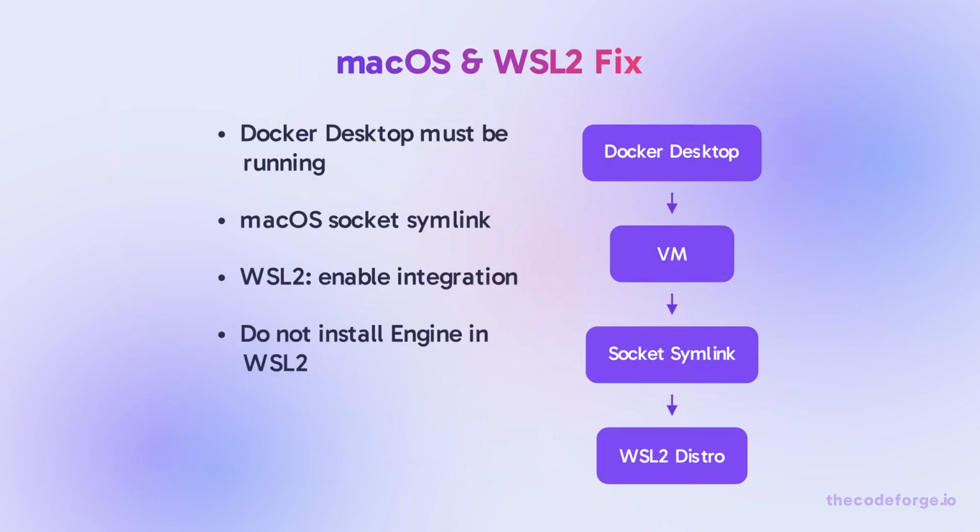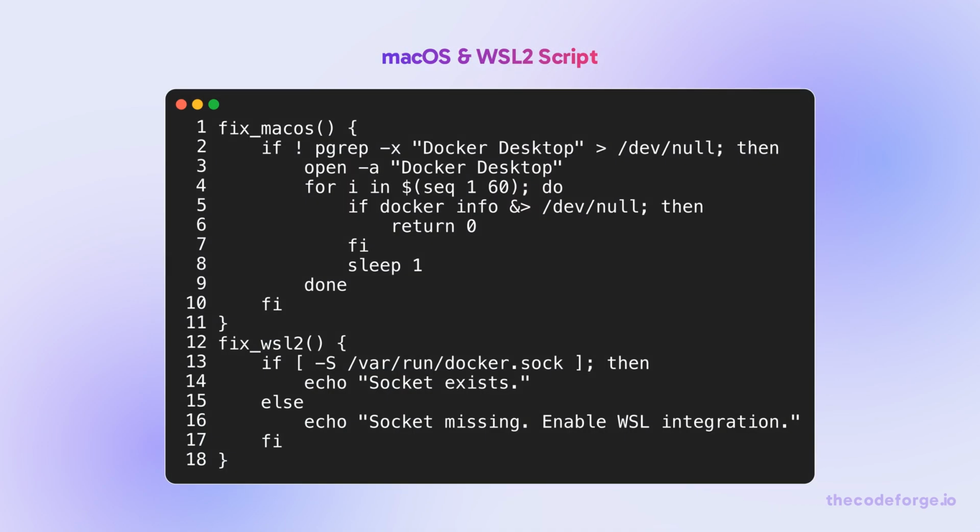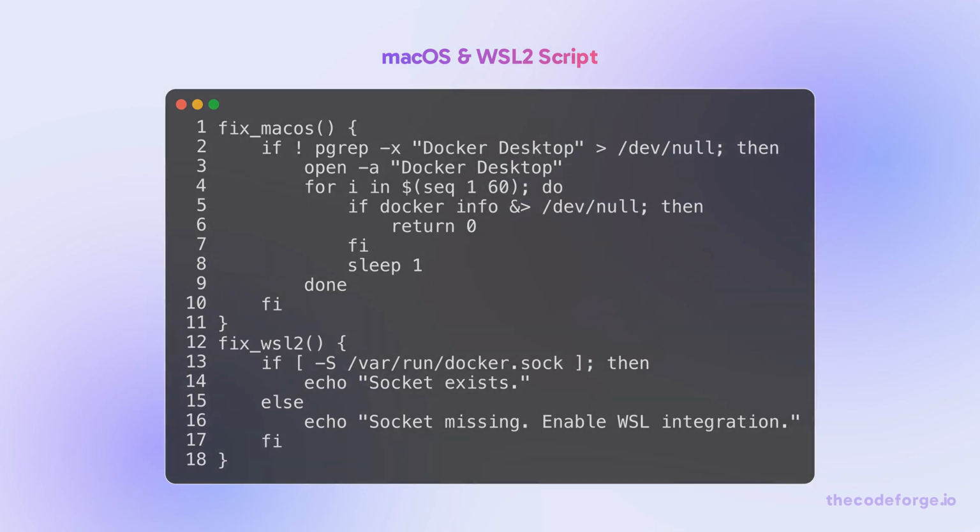On macOS, Docker Desktop must be running. On WSL2, use Docker Desktop's WSL integration. Never install Docker Engine inside WSL2. The socket is provided by Docker Desktop. This script checks if Docker Desktop is running on macOS and starts it if needed. For WSL2, it verifies the socket and reminds you to enable WSL integration in Docker Desktop settings.